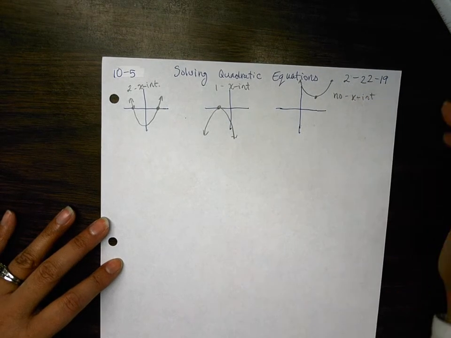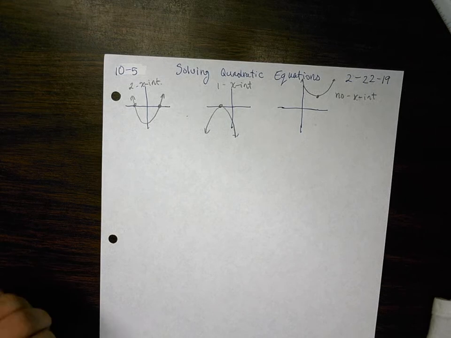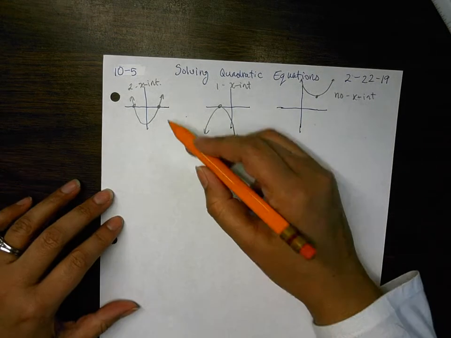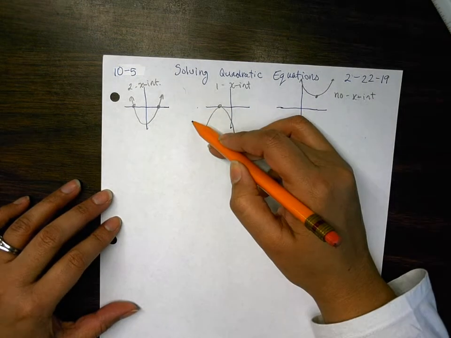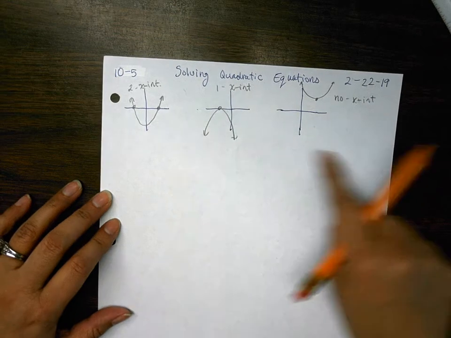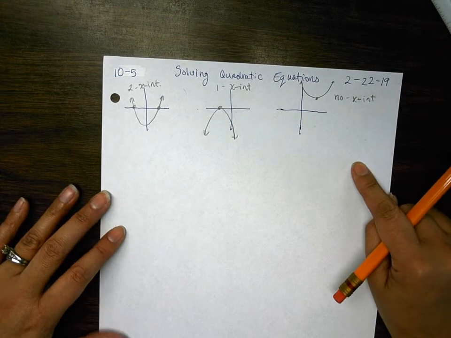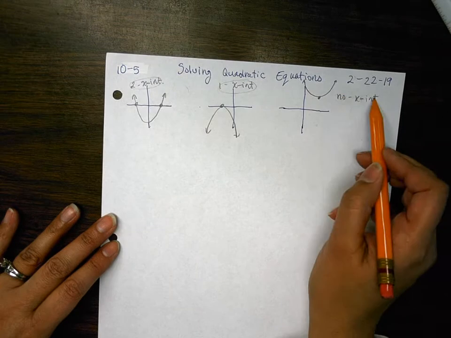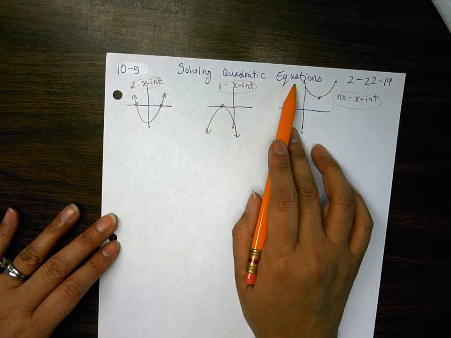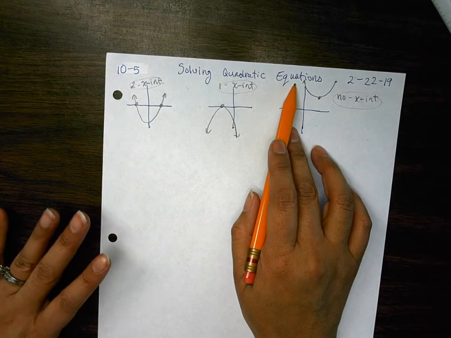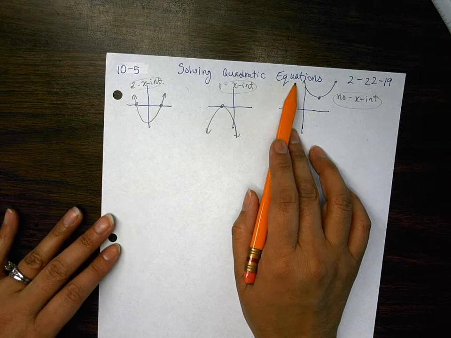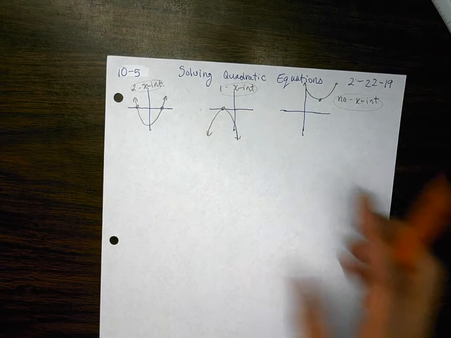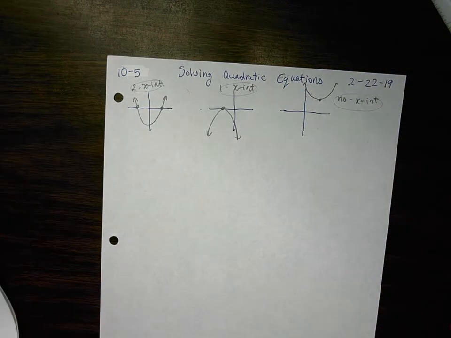Would we ever have more than 2, like 3 or 4? No, these parabolas don't ever come back down and touch the x-axis again. So 2, 1, or none. Those are the only 3 possibilities we will ever have for x-intercepts when we are dealing with quadratic functions. Got it? Now, what this means as far as real solutions go.